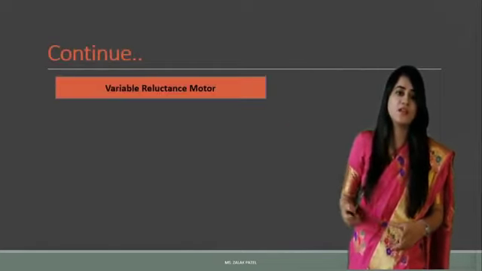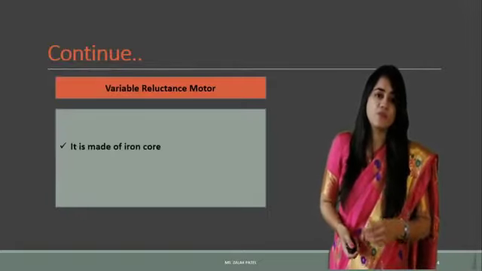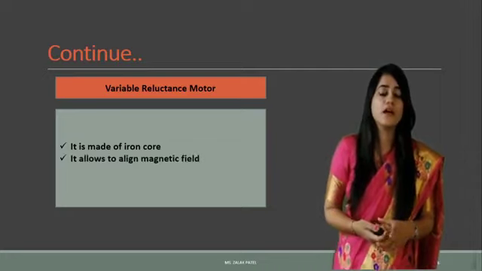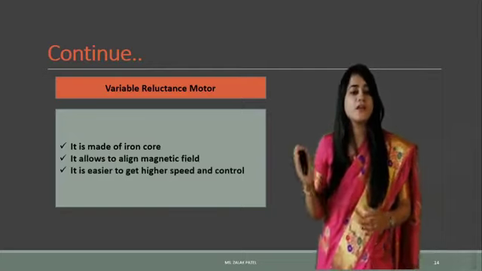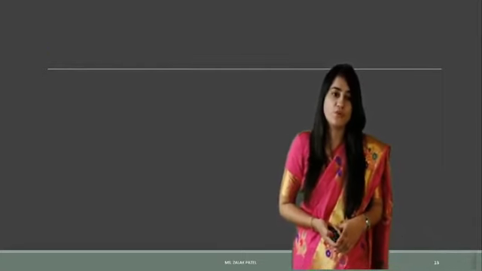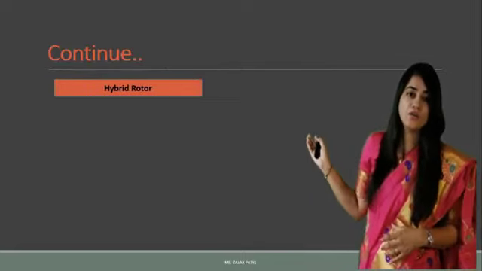The next one is the variable reluctance motor. The variable reluctance motor is made of an iron core, which also aligns the magnetic field, and it is easier to get higher speed and control with the help of the variable reluctance motor. Last one is the hybrid rotor.